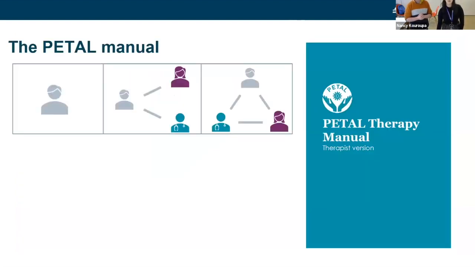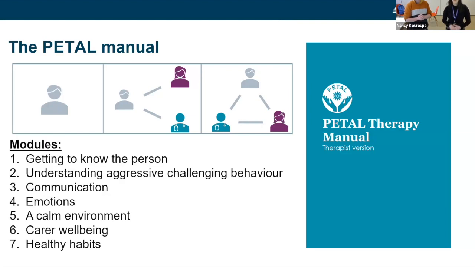So with the manual and with the therapy, we have designed it to be as flexible, personalised and tailored as possible. So it might be that the person with a learning disability or a carer participate on their own. It could be that they take part with one family member or a direct care staff or paid carer, or it could be 3 people in a session: the person with a learning disability, a paid carer and a family carer. And we have 7 modules: getting to know the person, understanding aggressive challenging behaviour, communication, emotions, a calm environment, carer wellbeing, and healthy habits.